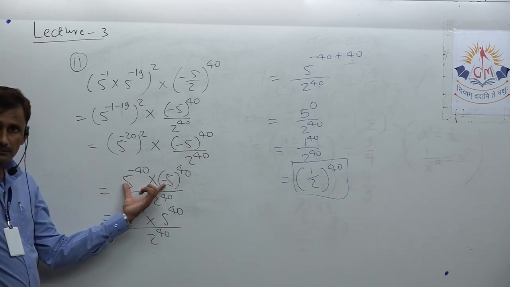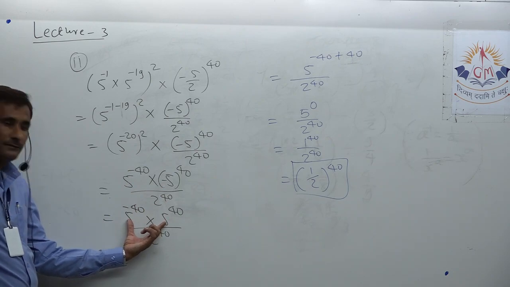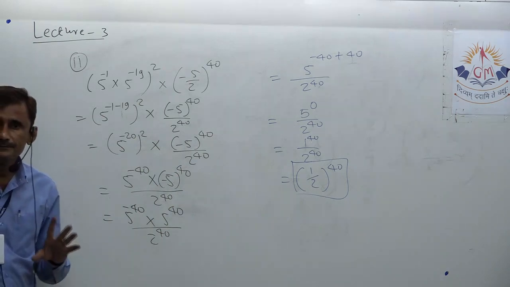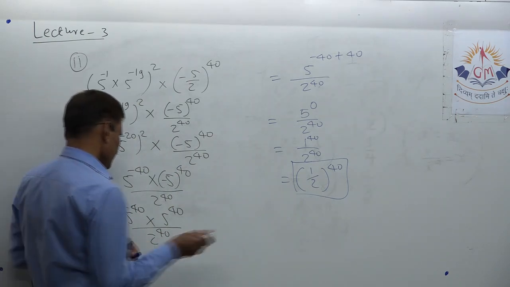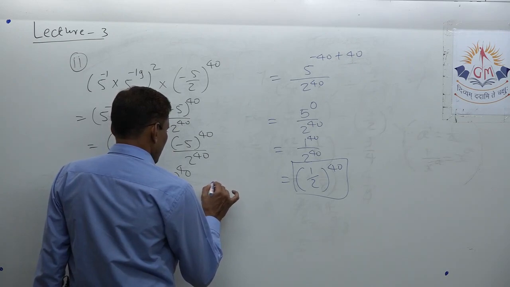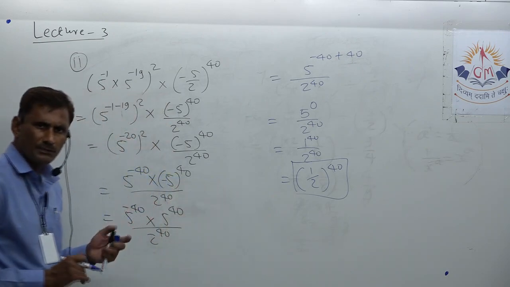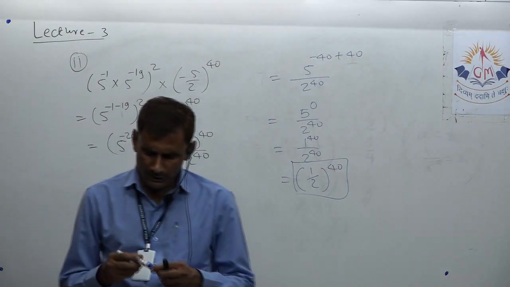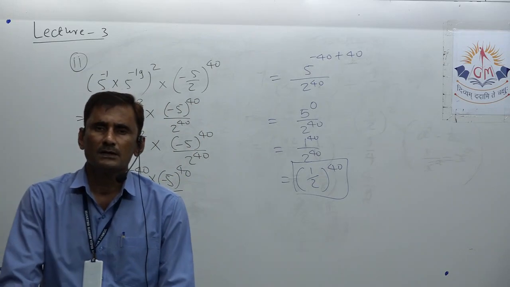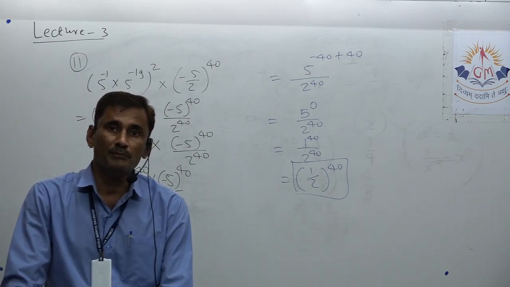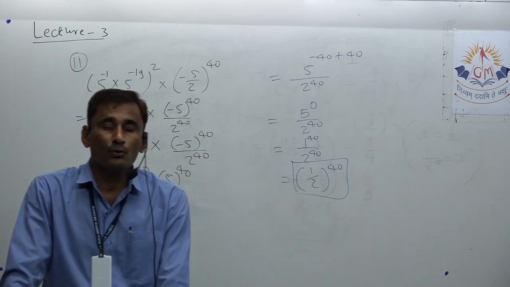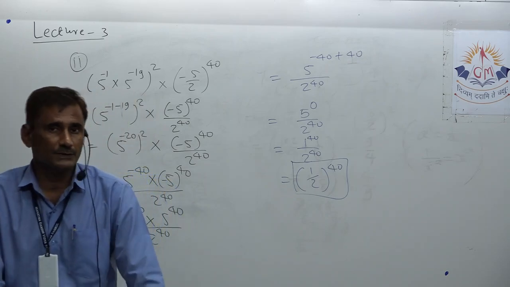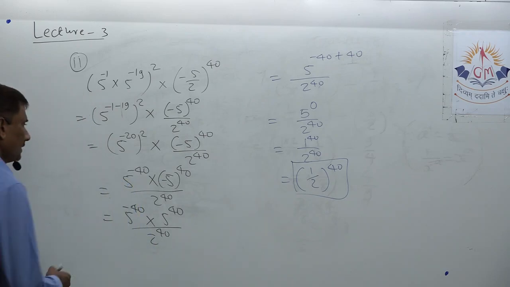Bases are not the same, but we can make them the same. Why? Because the degree is even, so instead of minus 5 I can write 5. Okay, so you can remember here, that is not a law, but remember it. Whenever the exponent is even, you can change the sign of the base. Whenever the exponent is even, you can change the sign of the base. Negative to positive, positive to negative, anyhow.